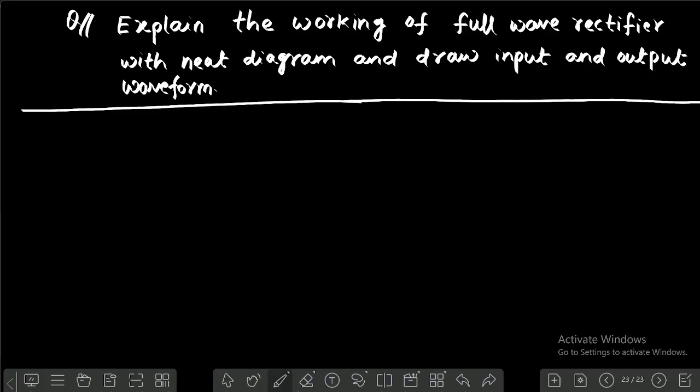Explain the working of a full wave rectifier with a neat diagram and draw the input and output waveform. So first you write the heading. Answer: Full wave rectifier.